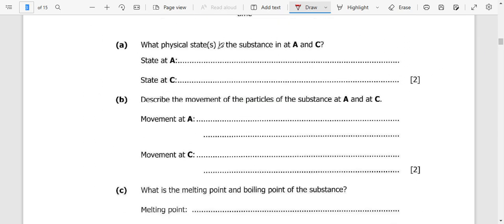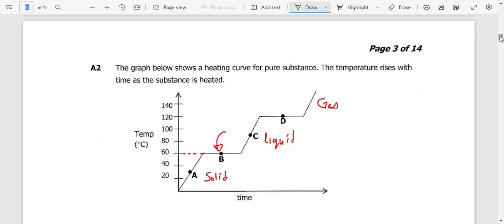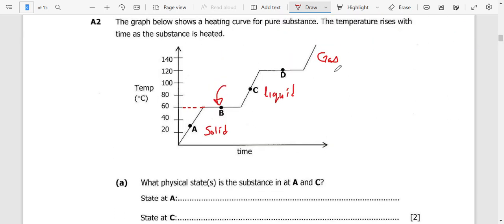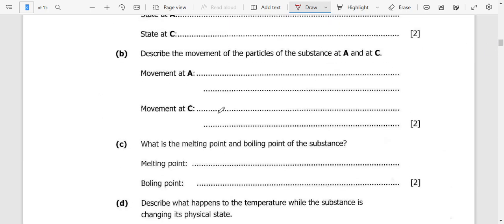What physical state or states is a substance in at A and C? Okay, so we have said that A is solid, at C is liquid. Describe the movement of particles of the substance at A and C. What are the movement of particles in a solid and in a liquid? In a solid, they are closely packed together. Okay, they vibrate. Particles only vibrate.